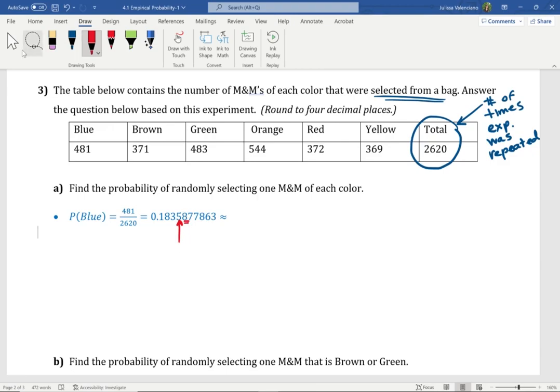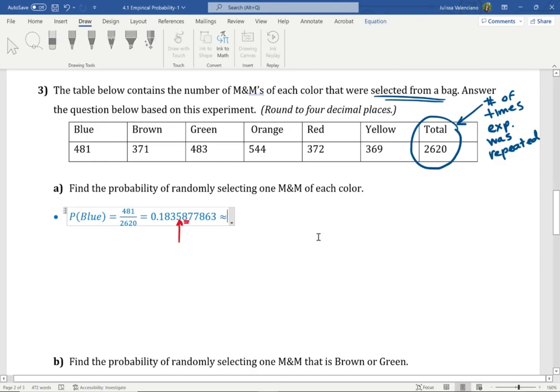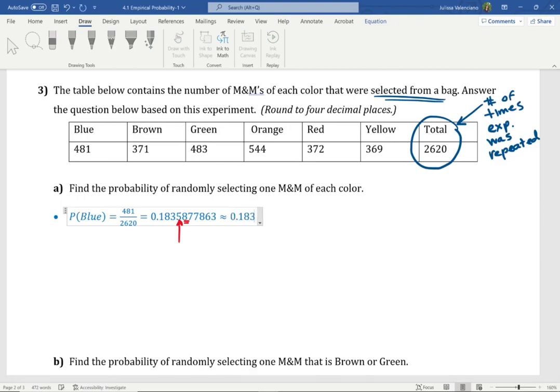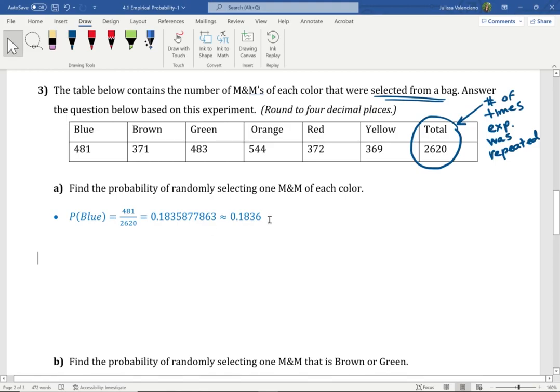Since 8 is greater than 5, we're going to round up to 0.1836. And so this is the empirical probability. Here the probability of blue is approximately 0.1836. We're going to keep this probability as a proportion, as a decimal. We could write the probability as a percentage.